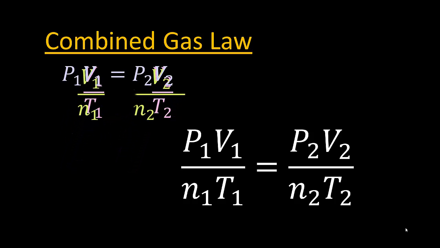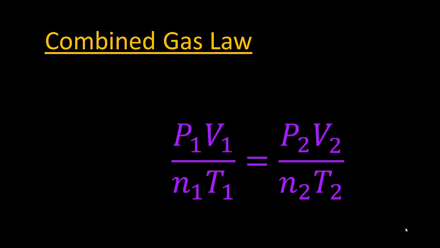Now if we superimpose those two, sorry, they're not perfect, we have P1 times V1 divided by N1 times T1 is equal to P2 times V2 divided by N2 times T2, and that is the combined gas law.